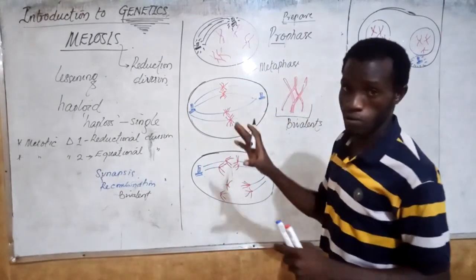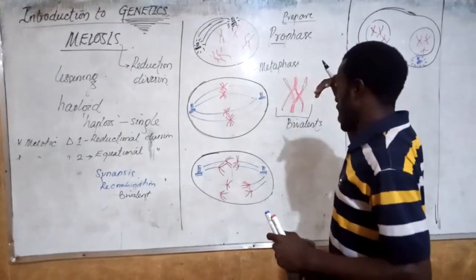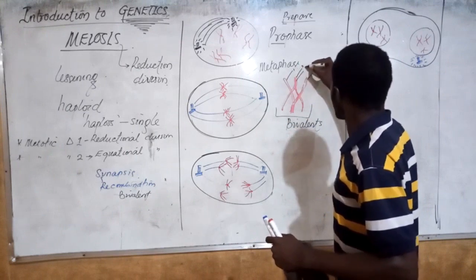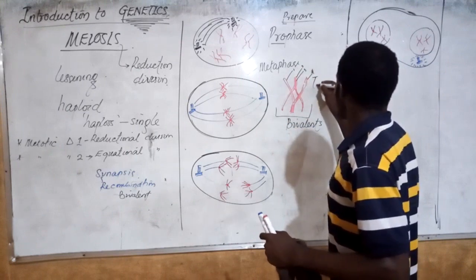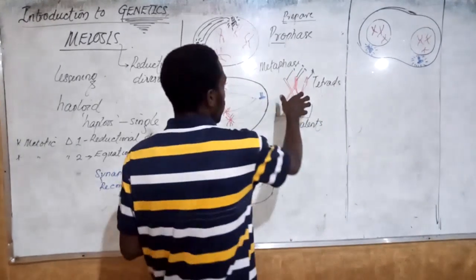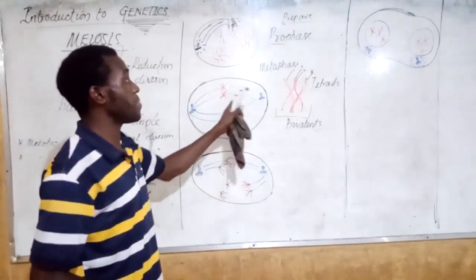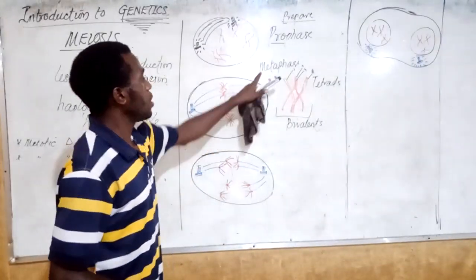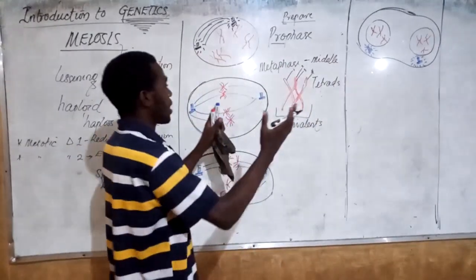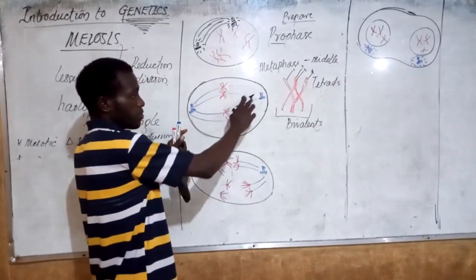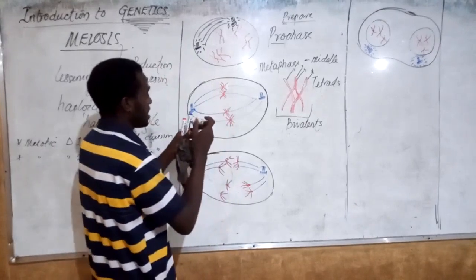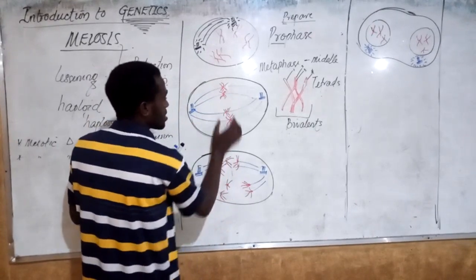Now, in the full video on meiosis, I did explain that a bivalent has four arms, which are 1, 2, 3, and 4. Those four arms are called tetrads. Now, when they get to the metaphase, think of metaphase as middle. All of them are going to align themselves to the middle of the spindle fiber, which are called kinetochores.